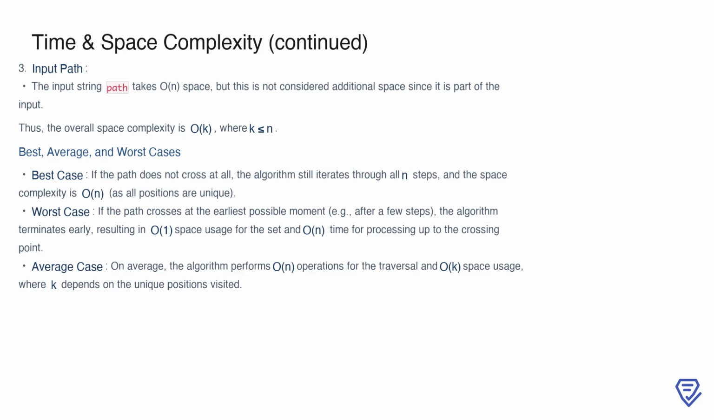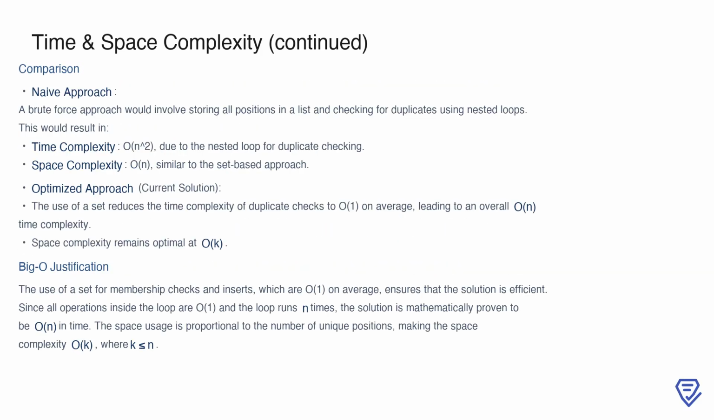On average, the algorithm processes all n steps and uses O(k) space, where k depends on the number of unique positions encountered. When comparing this optimized approach to a naive one, the difference in efficiency becomes clear. A brute force solution might involve storing all positions in a list and checking for duplicates using nested loops. This would result in a time complexity of O(n squared), because of the repeated comparisons, while space complexity would remain O(n) due to storing the positions.